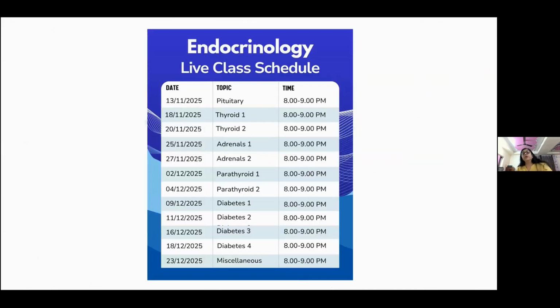This is the syllabus for endocrinology. We have ticked off this, pituitary done. Thyroid 1 and 2 modules next week, then adrenals, parathyroids, and the diabetes 4 lectures. Whatever remaining topics, if something remains in endocrinology, that is how the hormones act, what are the receptor mechanisms, or if you want to learn anything extra in endocrinology, just send a message directly to us. We will cover it in the miscellaneous lecture. Then, of course, in the new year, we will begin with nephrology.